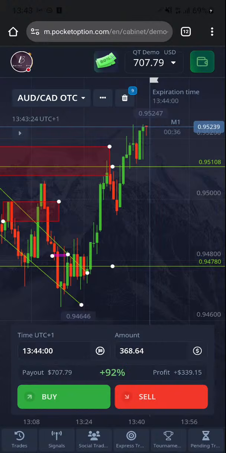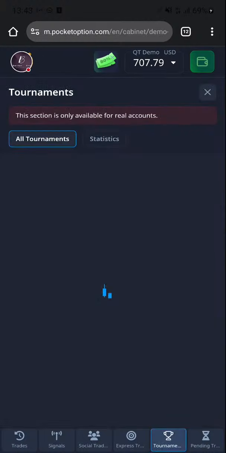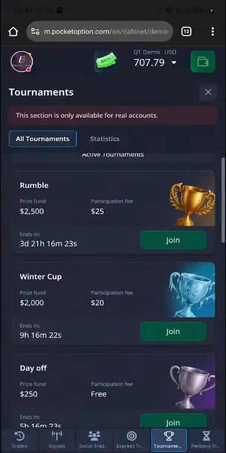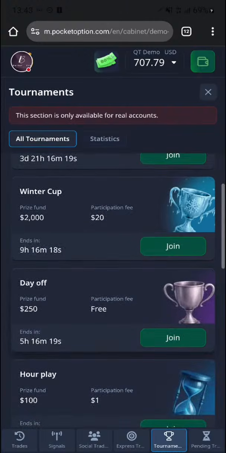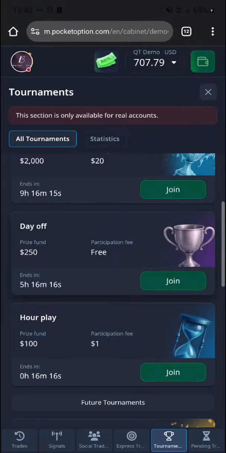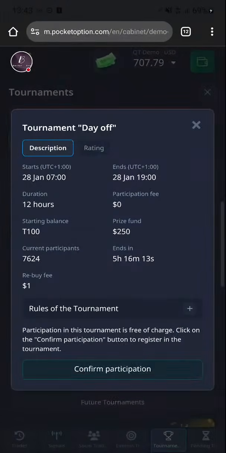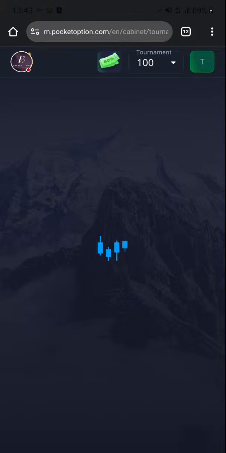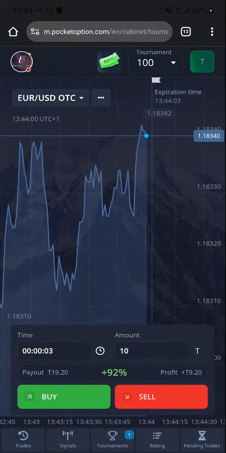We're going to take some trades and I'm going to explain those trades. Let's start by getting into the tournament first. Over here, we have the tournament. There's one up here called Rumble, and another called Winter Cup, but we're interested in the free one of the day. We'll click on this one and confirm participation, then continue. Initially when we open, it's like a blank canvas, so we need to set it up quickly.